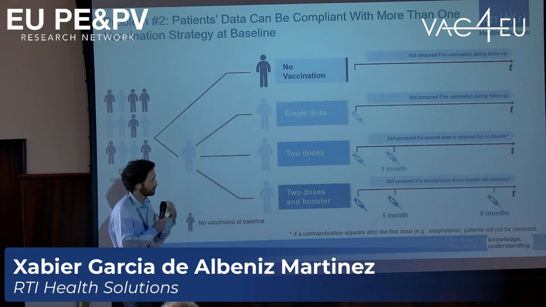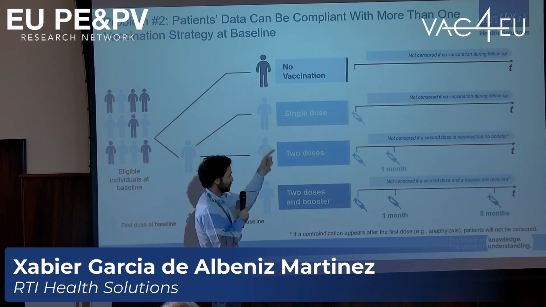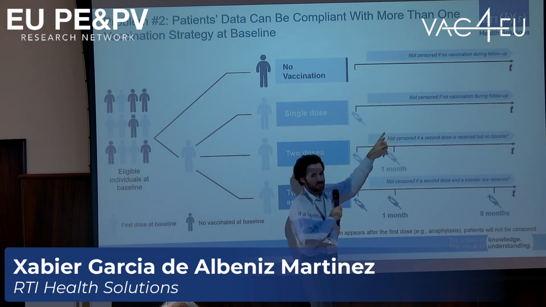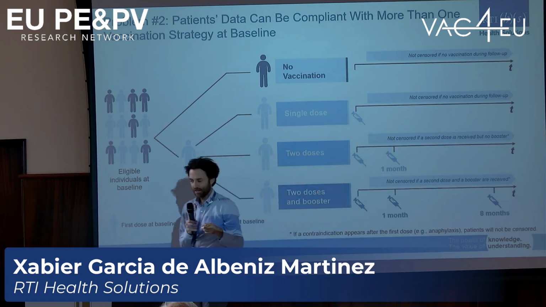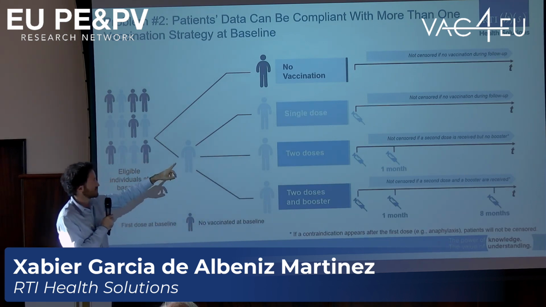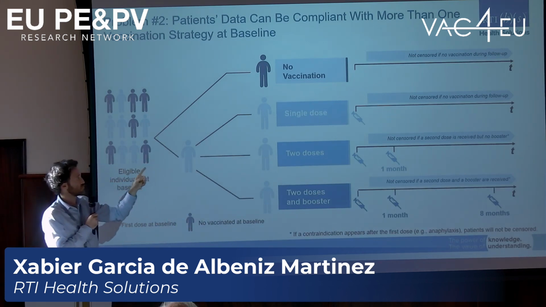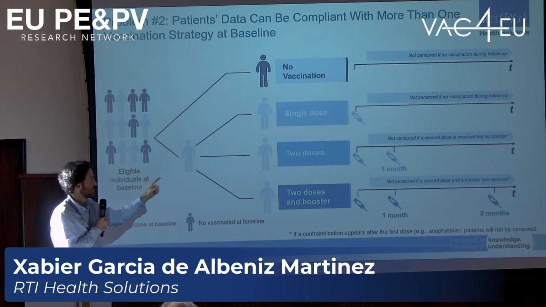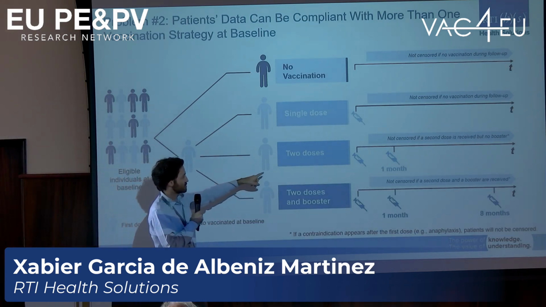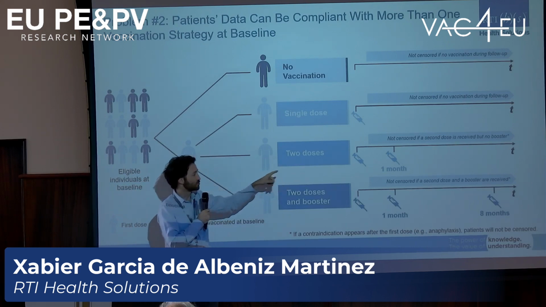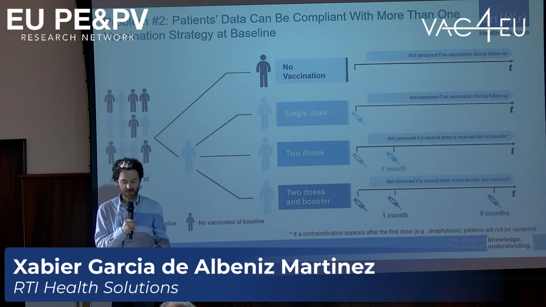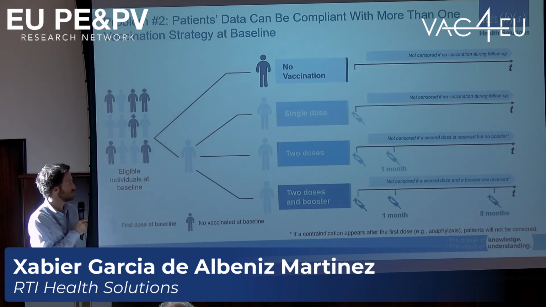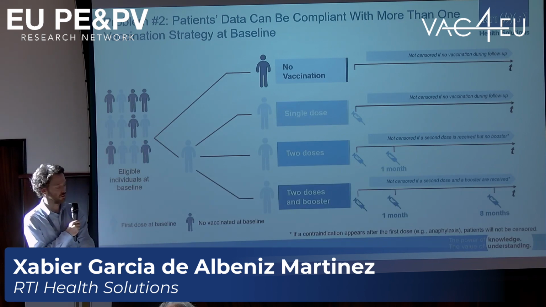Then to evaluate the effect of each of these strategies, I need to censor these individuals when they stop following the assigned strategy. So for example, somebody who is assigned to the single dose arm, if that person receives a second dose, that's the time when I censor that person. Somebody who's assigned to the 2 doses arm and fails to receive the second dose in the time period that I want them to receive it, again, I will censor them at the end of the grace period for the second dose, and so on.